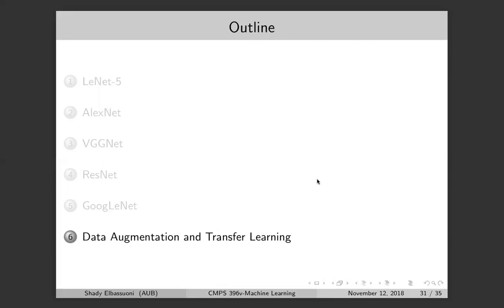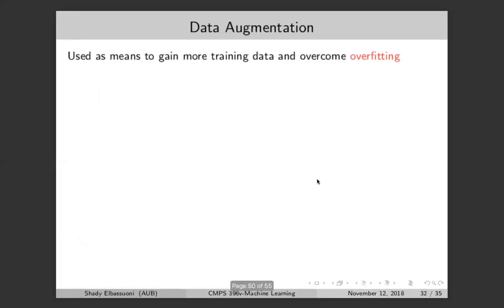Data augmentation and transfer learning. These are very important practical aspects of deep learning. So data augmentation means the following. It's a means of gaining more training data and to overcome overfitting.